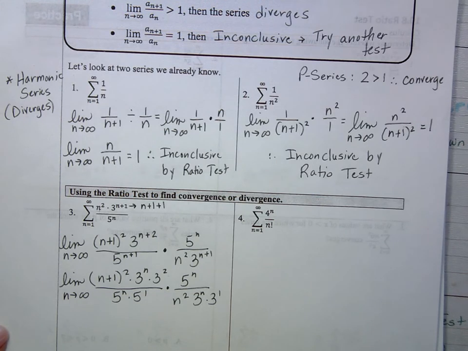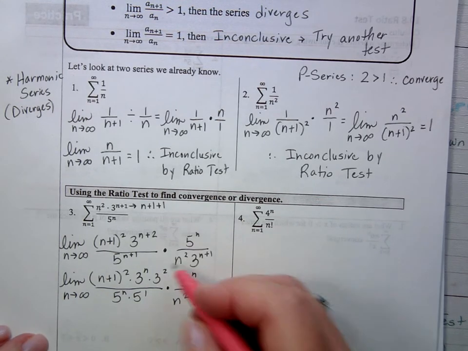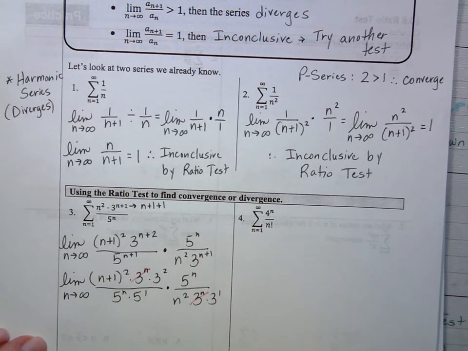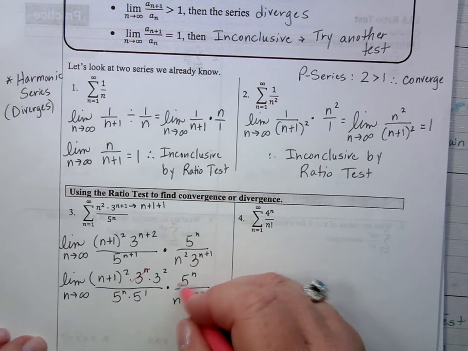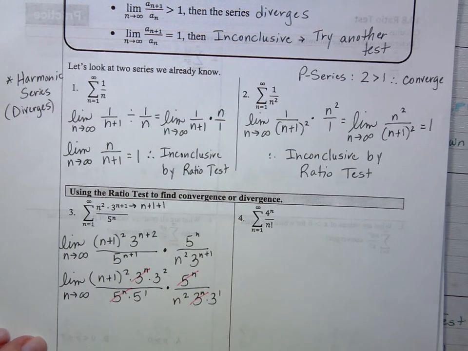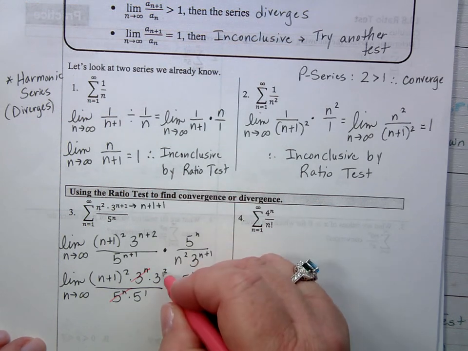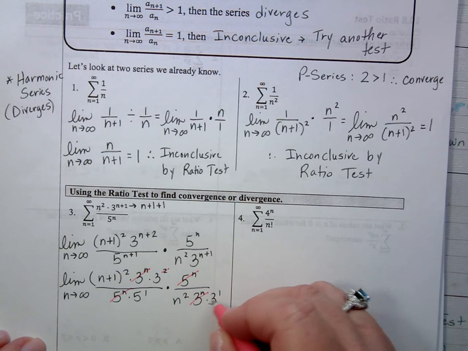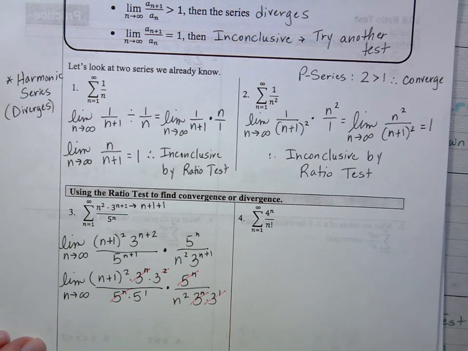Whoosh, lots of changing things around a little bit. So let's cancel what we can cancel. I have a 3 to the n on top, 3 to the n on the bottom. I have a 5 to the n on top, I have a 5 to the n on the bottom. I have a 3 squared over a 3, 9 over 3. So I can cancel one of those 3's on top with that whole thing. 9 over 3 leaves me a 3, there it is.